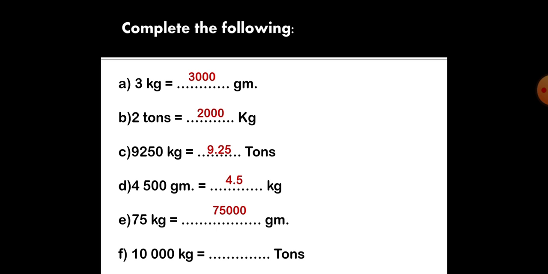And here is the last one. 10,000 kilograms equals how many tons? That means I should divide. I'm going from small to big. Divide by 1000. The 3 zeros of the 10,000 will cancel with the 3 zeros of the 1000, and the result will be only 10 tons.